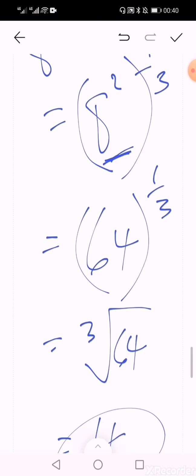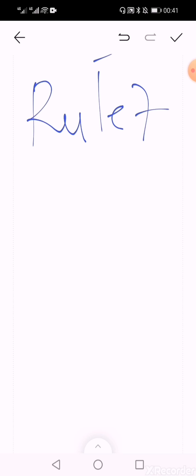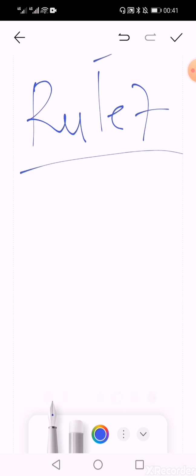I hope that one was clearer now. So now we can generalize here. We are going to call this one, I can't remember if it's rule 6 or rule 7, so I guess this should be our seventh rule. Now, what does the rule say?